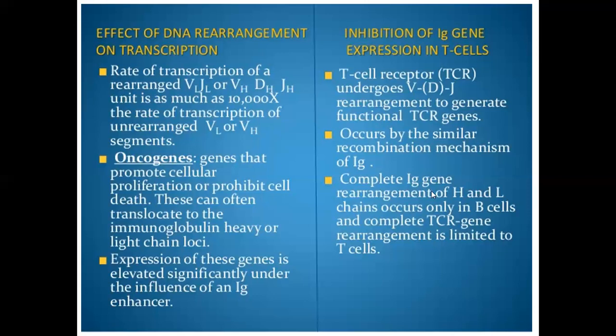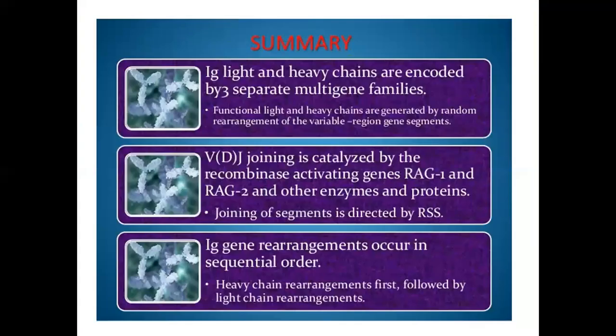The complete Ig gene rearrangement of heavy and light chains occurs only in the B cells, because this is the one which secretes the immunoglobulins, the antibodies. And the complete TCR gene rearrangement is limited to T cells only. So TCR gene rearrangement is limited to T cells, and the complete Ig gene rearrangement for H and L chains occurs in the B cells. So this is about the immunoglobulin gene expression.